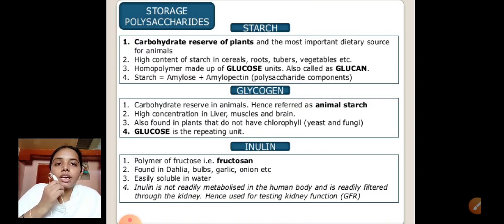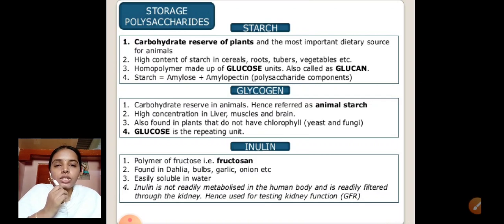Glycogen is called the reserve food material in animals, hence it is referred to as animal starch. It is present in higher concentration in the liver, muscle and even brain. It is also found in plants that do not have chlorophyll. Glucose is the repeating unit.